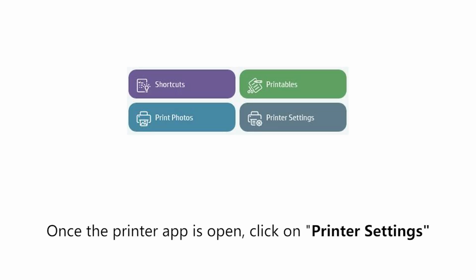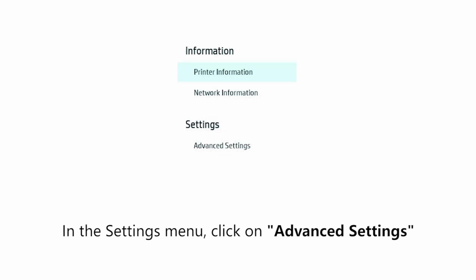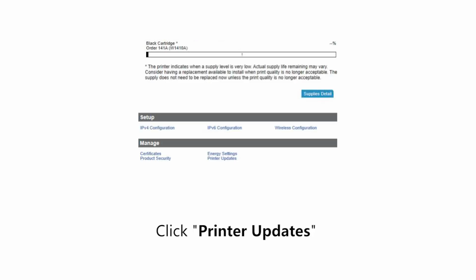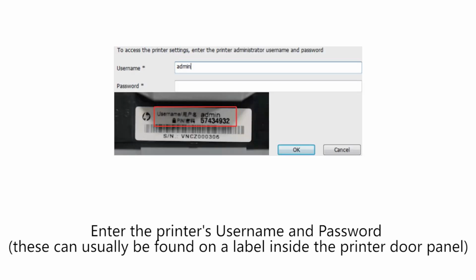Once the printer app is open, click on Printer Settings. In the Settings menu, click on Advanced Settings. Click Printer Updates to see if any updates are available. If prompted, enter the printer's username and password. These can usually be found on a label inside the printer door panel.